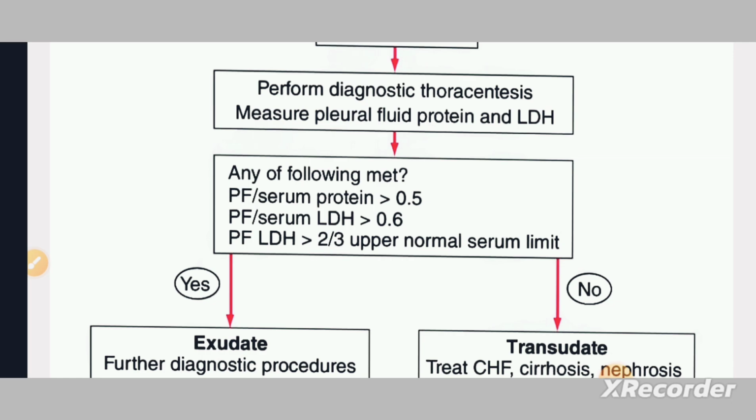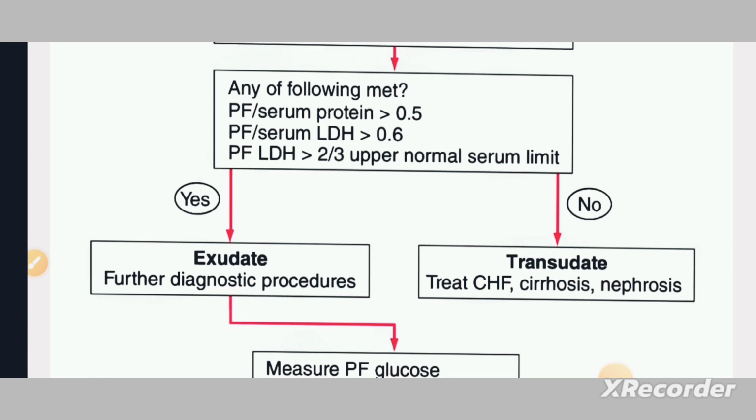Light's criteria mainly involves the pleural fluid protein to serum protein ratio being more than 0.5, or the pleural fluid LDH to serum LDH ratio being more than 0.6, or pleural fluid LDH levels being more than two-thirds of the upper limit of normal. If any one of these criteria is met, then it will be considered an exudate. If none of these criteria is met, then it is a transudate. As we have already discussed in our last video, there are causes for transudate type of pleural effusion and exudate type of pleural effusion.